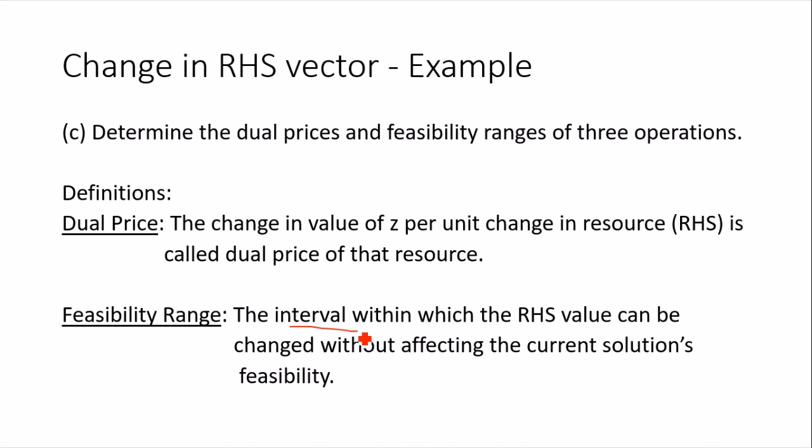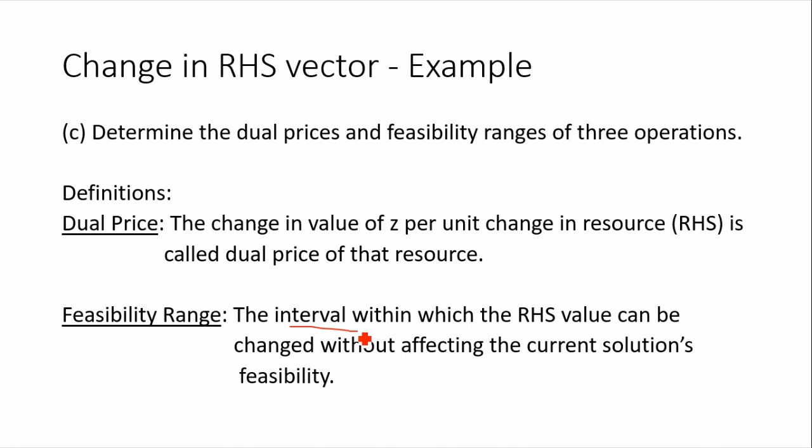If you vary 430 by plus 10 units or minus 10 units, so from 420 to 440, that's okay, that does not disturb the feasibility, but otherwise it will disturb. So that's just an example. You will better understand it when we are actually computing dual prices and feasibility range.